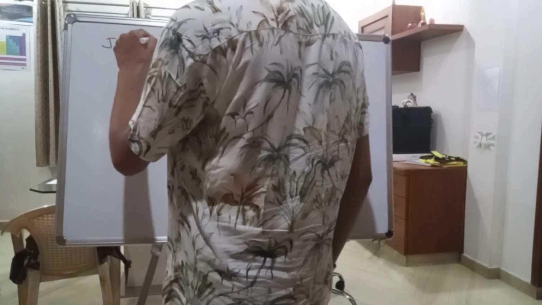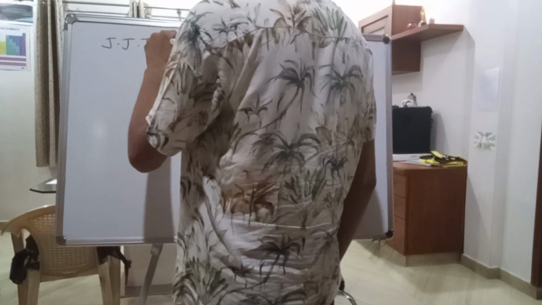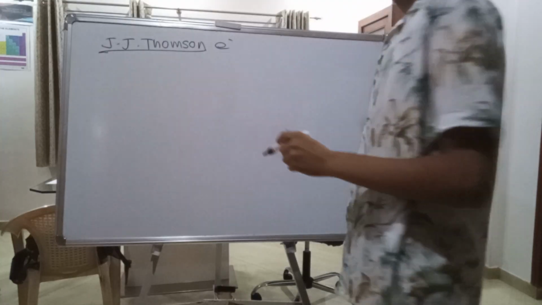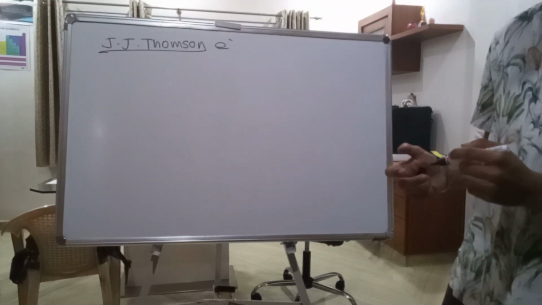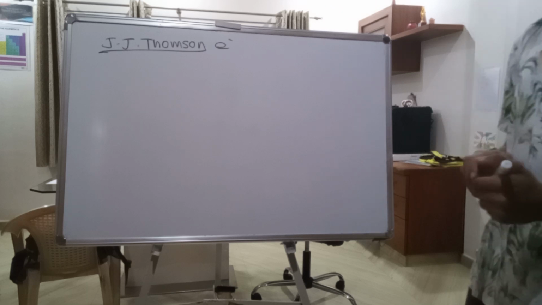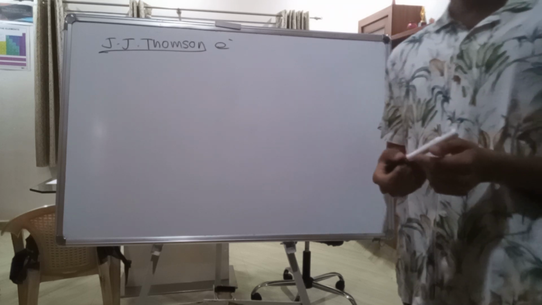So basically, J.J. Thomson was the scientist who discovered the electron. How did he discover it? Through the cathode ray experiment that you would have studied. So what is a cathode ray? It's a negatively charged ray.